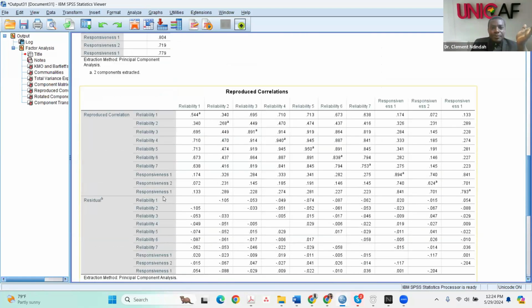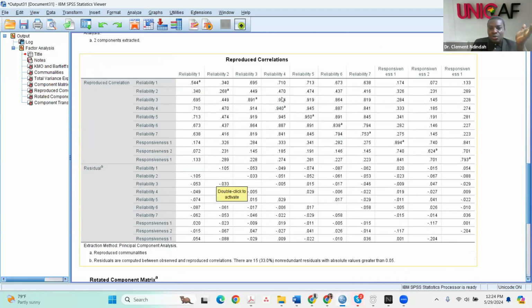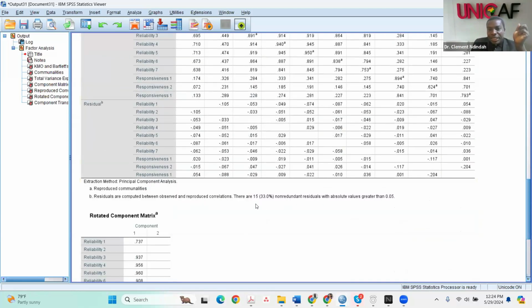So this is the component matrix. This is our reproduced correlation. There's a very important assumption here which we need to make sure is verified, so that we are sure our model is a good fit. We should have less than 50% non-redundant residuals. In this case we have 33% non-redundant residuals, which shows that our model is a good fit for the exploratory factor analysis.